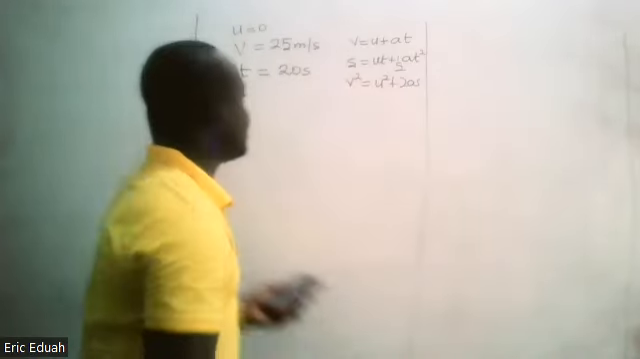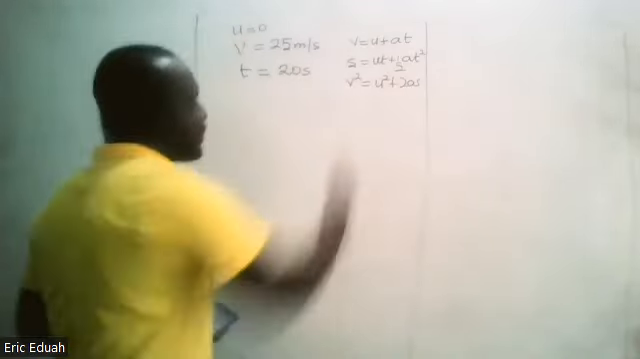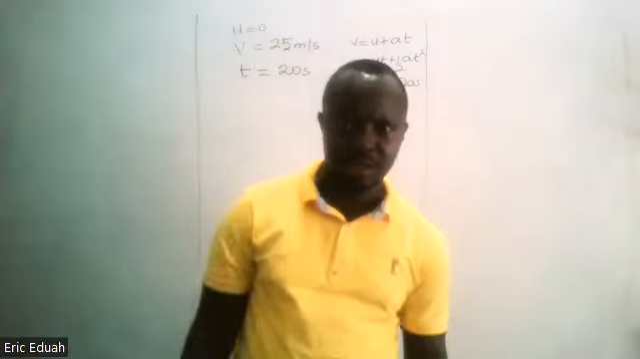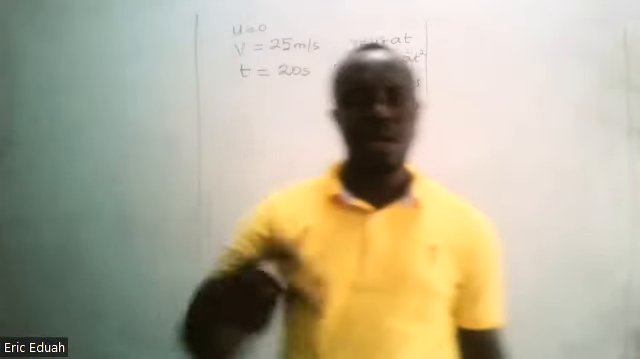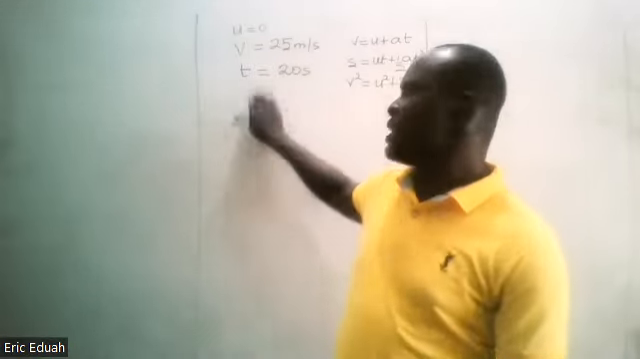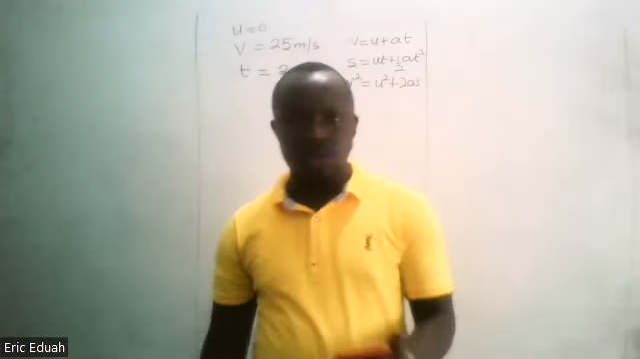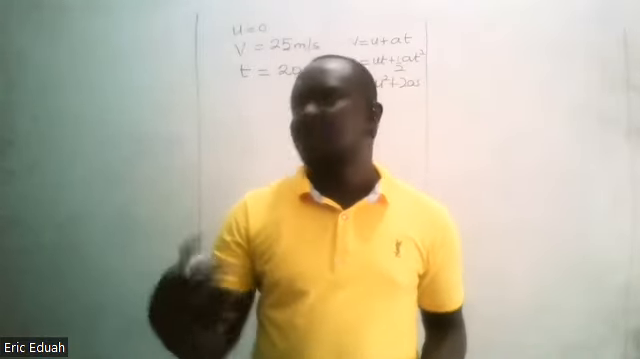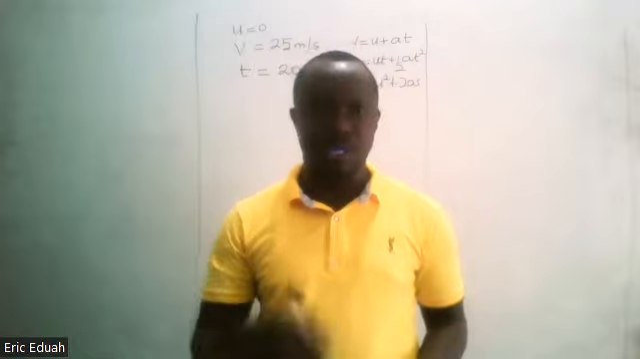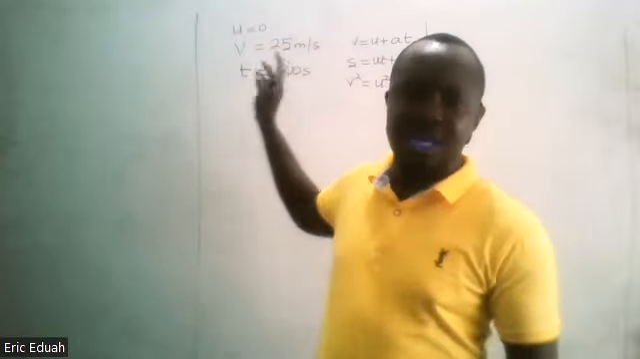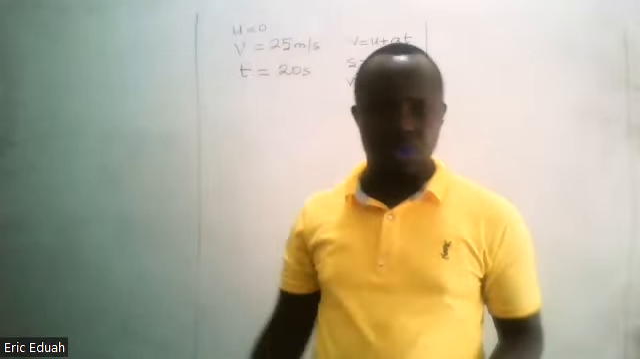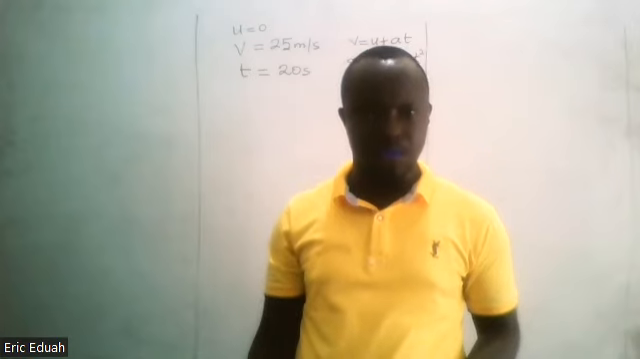Okay, so these are the three equations we use when it comes to linear motion, motion in one dimension. So when a question is given to you, you look at the information given from the question, and then you pick the one that is suitable to help us solve the problem.